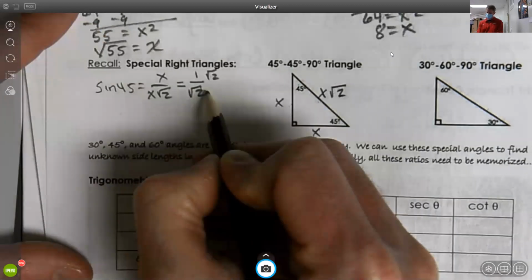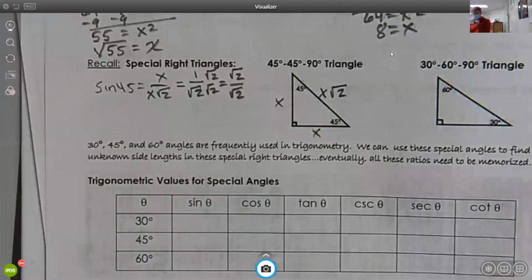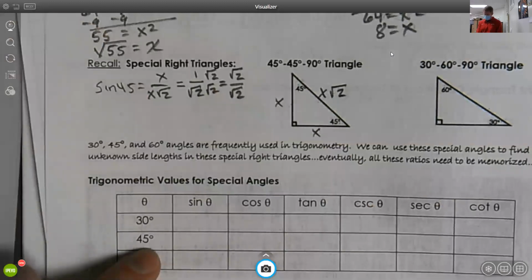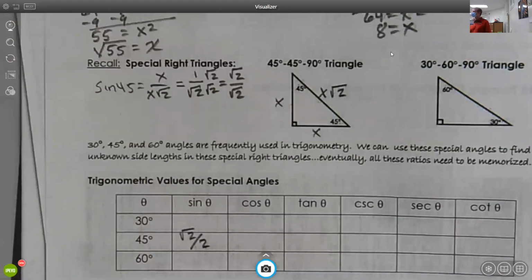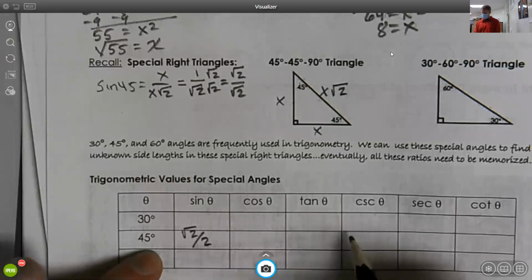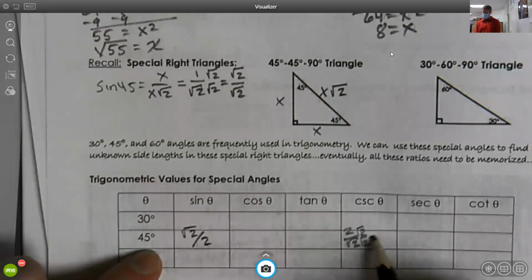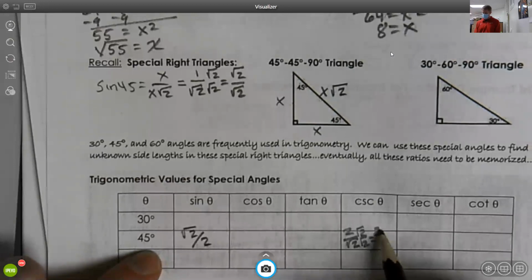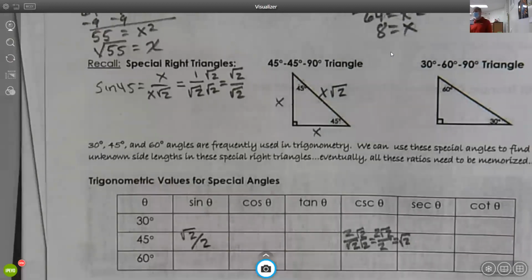Which we need to rationalize the denominator, and we get √2 over 2. So the sine of 45, we can come down to our chart right now and fill it out: the sine is going to be √2 over 2. And I know that the cosecant is going to be the reciprocal of that, which is 2 over √2. Well, I have to rationalize the denominator, and that gives me 2√2 over 2, which comes out to be just √2.